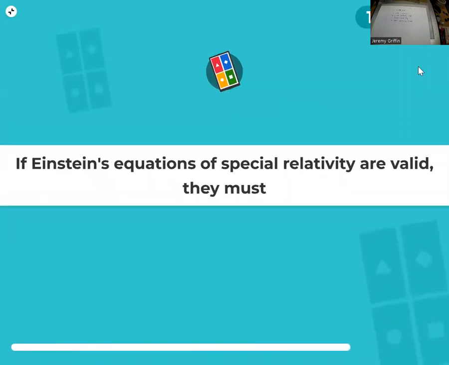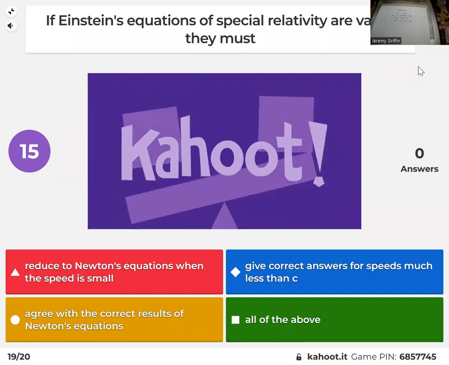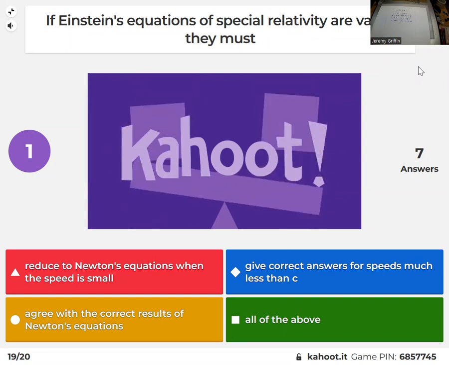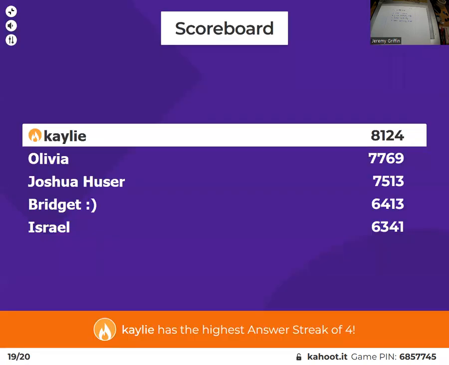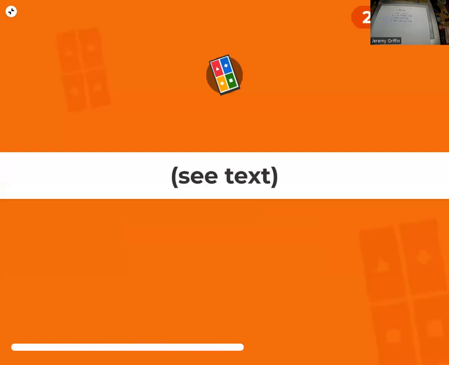And if Einstein's equations for special relativity are valid, they must what? Yeah, all the above, all those statements are true. Again, that's the correspondence principle, right? Correspondence principle. And last one for the win.